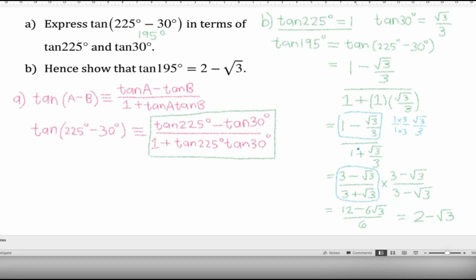Okay, and then the same for here at the bottom. So then we have 3 over 3 minus square root 3 over 3 divided by, this will become 1 over 1 plus square root 3 over 3, and then we have to change the denominator to 3 as well. Okay, so it's 3 over 3 plus the square root of 3 over 3. Okay, so that's how we come to this section over here. All right, so we have now proved part B as well. Here we get 2 minus square root 3.